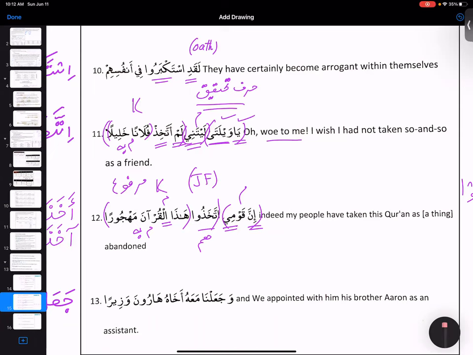Okay, so we cannot take it as a separate sentence. No. Right? So this is basically mafulun bihi, and then hazal Qurana we can say ism ishara and musharun ilayhi. Right? And this Quran, they have taken this Quran as mahjuran, so this is basically hal. Maful hal, okay. Yeah. Okay, so basically this ittakhaza has two maful. So hazal Qurana is mafulun bihi number one, and mahjuran is maful hal. Not hazal Qurana mafulun bihi and mahjuran maful hal.